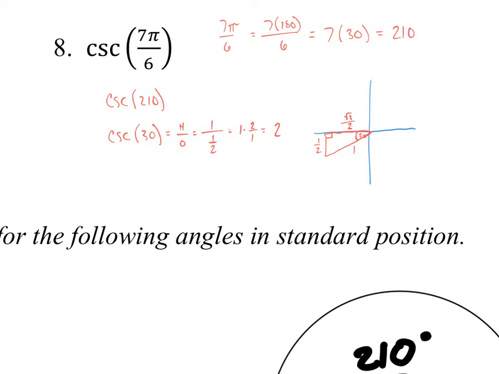So now we just have to determine, is cosecant going to be positive in quadrant 3? Add sugar to coffee. Cosecant is the reciprocal of sine, so it would only be positive if we were in this quadrant or this quadrant, so it's going to end up being negative. Negative 2 is your answer. Okay?